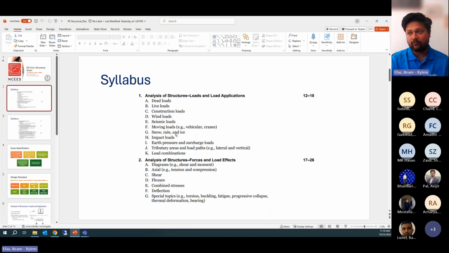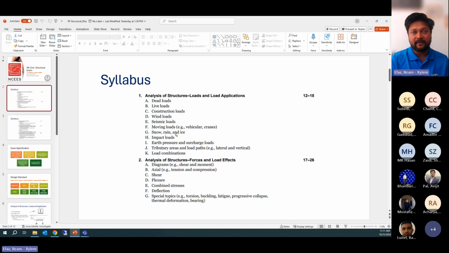You're going to get more than one question on these diagrams, and then they're going to ask you to find the flexural stress or the shear stress of a beam, or a combined stress, like sigma equals My/I or VQ/It. You're going to get those questions for sure. Deflection is another very important part.